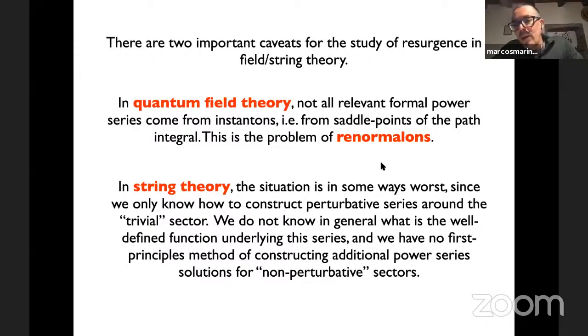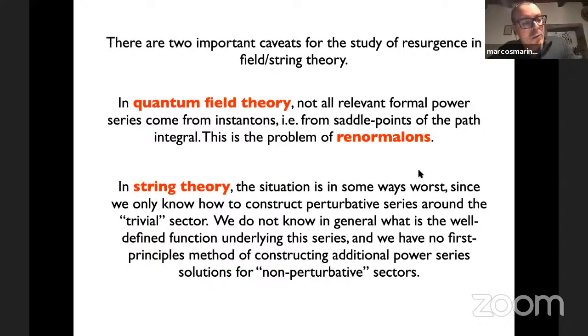Now, in string theory, the situation is in a sense worse. And the reason is that in string theory, we only know how to construct perturbative series around the trivial sector, in a sense. I mean, we have some ideas of what could be the source of additional sectors through D-branes or M-branes. But in general, we don't really know how to calculate these series. More importantly, we don't really know what is the function underlying our asymptotic series.